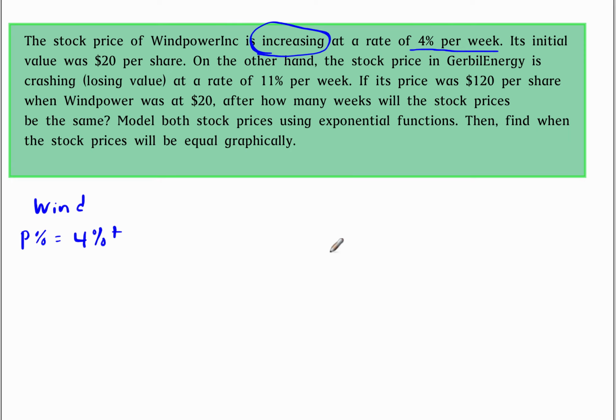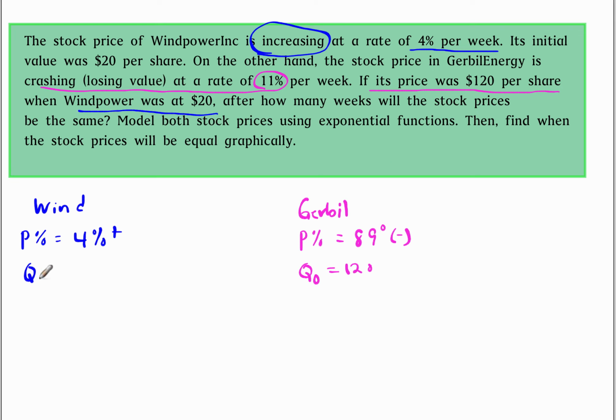On the other hand, we have gerbil energy. Oh, aren't they clever? Like a little hamster in a wheel. And they're crashing, losing value at a rate of 11%. So their percentage, remember, is not 11%, but it's actually 89%. And I'm going to put a little minus there to indicate that it's losing. If its price was $120 per share, so its initial price was $120 per share, and the wind power's initial price was $20, after how many weeks will the stocks be the same?